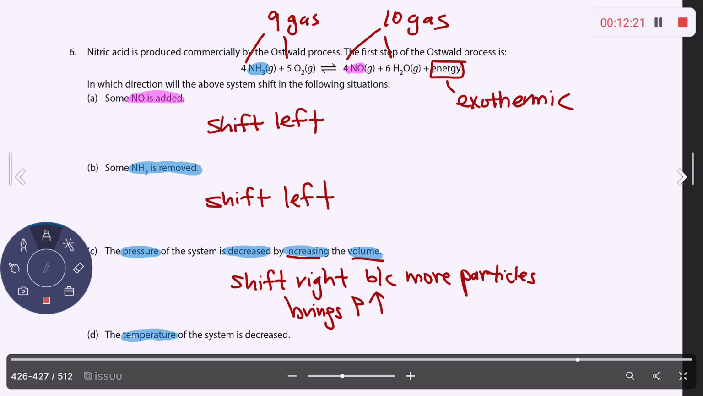Okay, so last one, the temperature is decreased. If you drop the temperature of an exothermic reaction, which direction will you shift? Yep, you're going to shift right, because that will bring some of the heat back, and that will help get you back to equilibrium, okay?